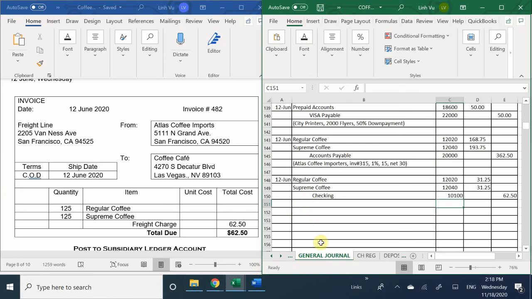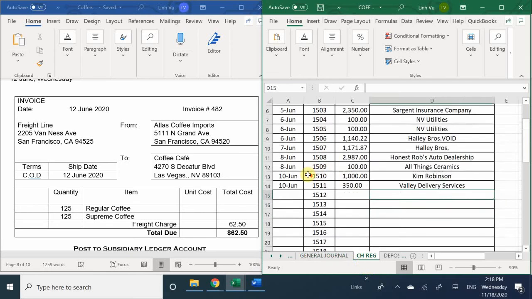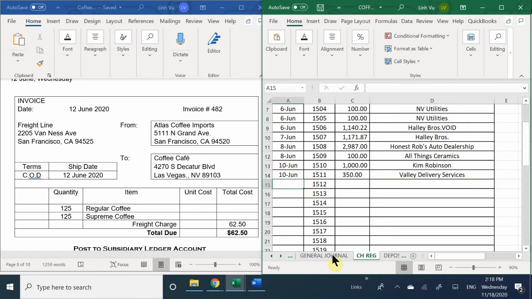So I'm going to go to my check register first, because do I know what check number I'm going to use? No. So let's go to my check register. The check that I'm going to be using is going to be 1512, for the amount of $62.50. And who are you writing this check out to? Freight line. Good, Freight line.